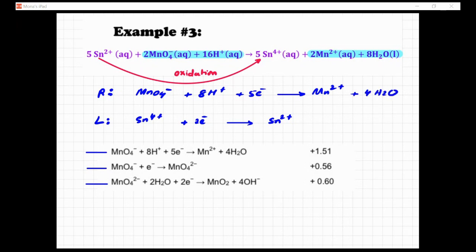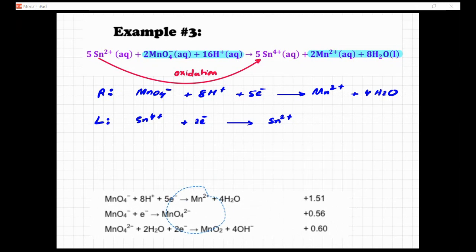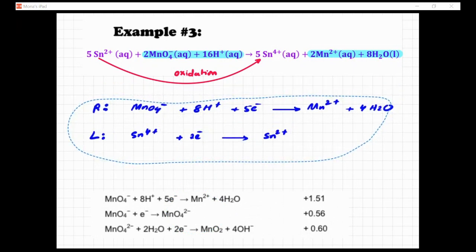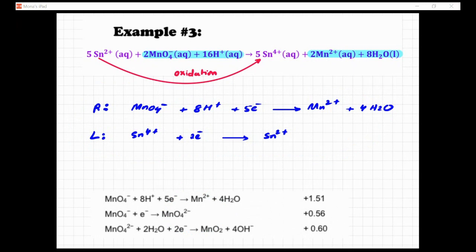Now there is something that's very, very important actually. When we write reduction half reactions, we always have to make sure that there is a match between the electrons on the left and on the right. In case the electrons are not matching, our overall reaction will not be correct, and eventually the quotient will not be correct. Everything that we do based on that is not going to be correct.